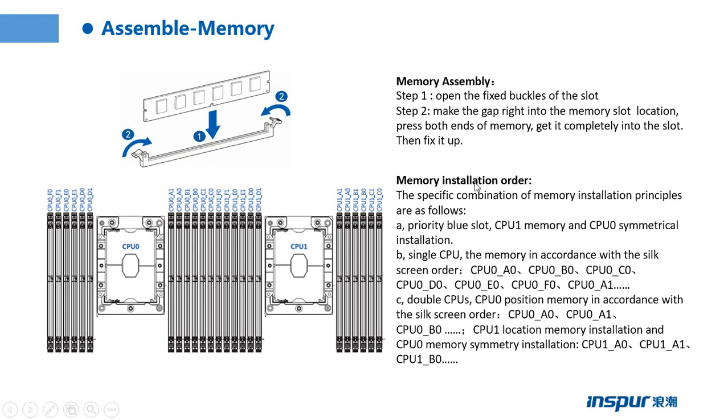The memory installation order is in the following part. For a single CPU, install the memory in accordance with the silk screen order. For double CPUs, follow this.